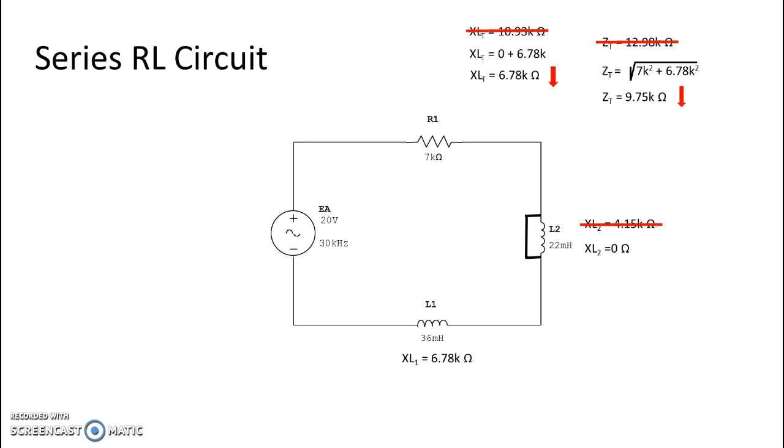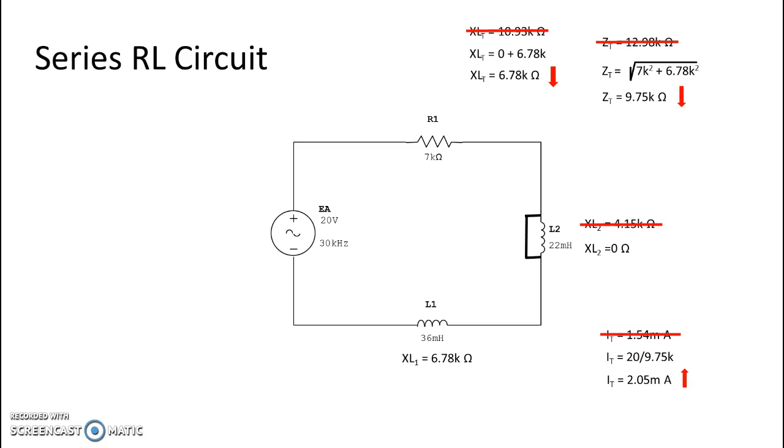So based on what we know of circuits, if the ohmic value of the circuit is going down, current must be going up. And we'll take a look at that. The current was 1.54 milliamps. And now with our new smaller ohmic value, we see a larger current of 2.05 milliamps. So that is indeed an increase.